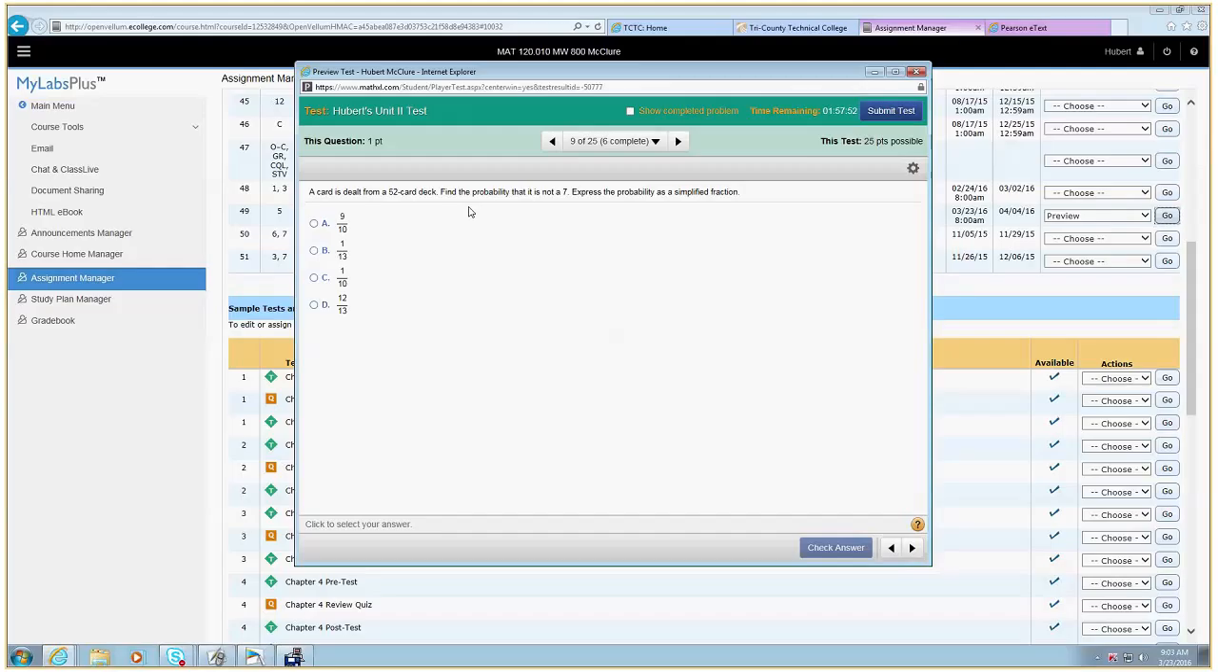A card is dealt from a 52-card deck. Find the probability that it is not a 7. Now, what they're wanting you to do here is use the complement. How many 7s are in a deck of cards? 4. So that means you're going to use the complement of 4 to 52, which is what? 48. 48 over 52 reduces down to what? I have no idea. I think it's something like 12, isn't it? What's 4 into 48? And 4 into 52, I think it's 12 thirteenths.